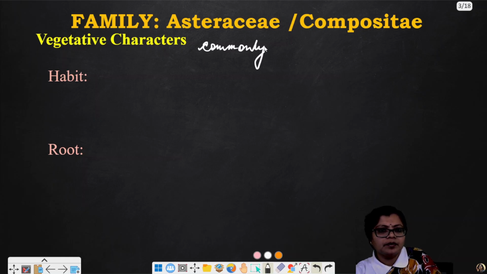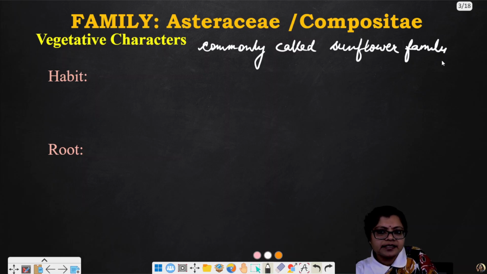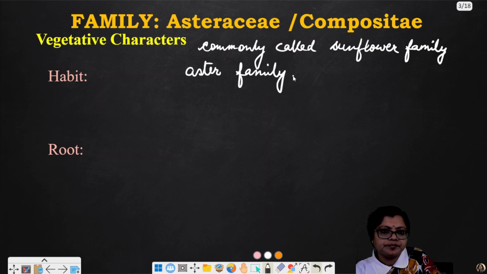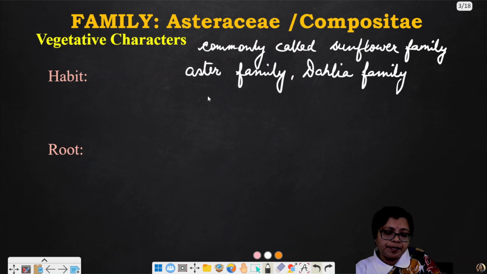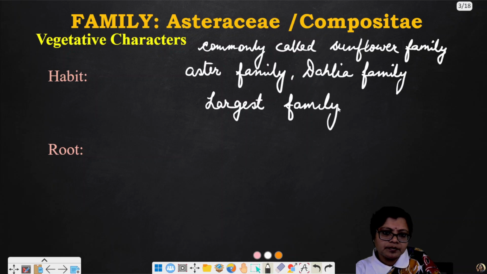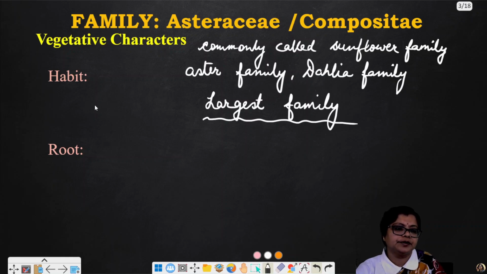Commonly called sunflower family, or aster family, or dahlia family. It is the largest family of all the angiosperms. Now, habit.